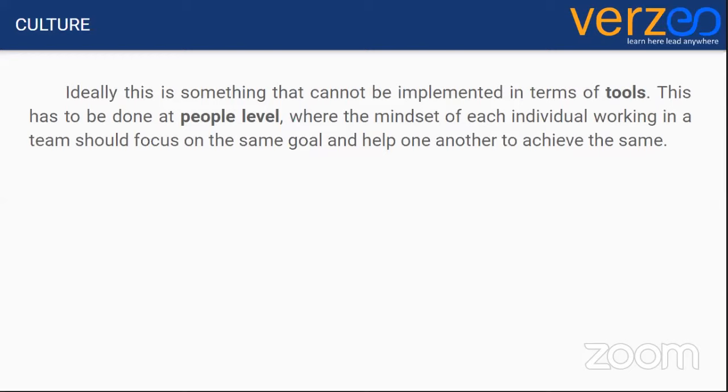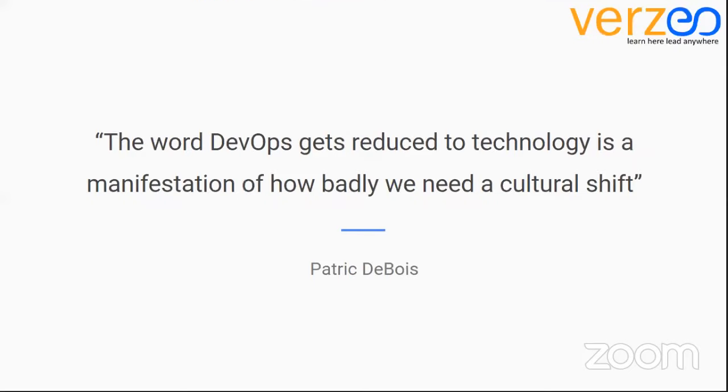And there is a famous saying by Patrick Debois, who says that culture cannot be brought by technology. Culture is more of a mindset shift. Patrick Debois is called the father of DevOps. He has written many books and has defined many strategies. We have picked some of the strategies he defined, and I'm going to share all those in the upcoming session. So again, the first thing that comes as part of DevOps is the cultural shift.